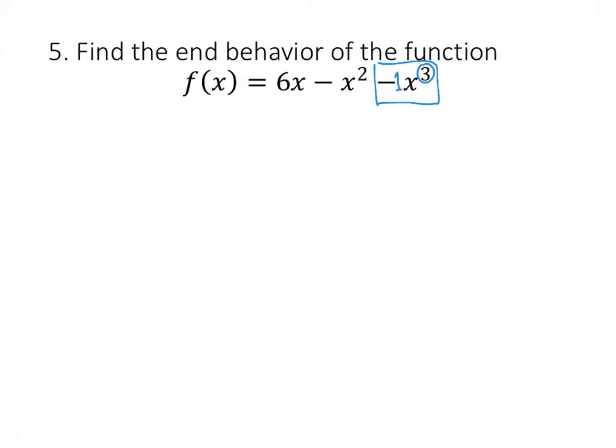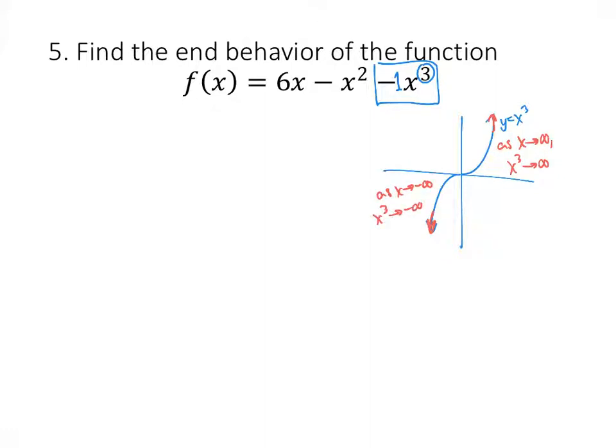So what's the end behavior of that? Well, 3 is odd, so the graph of x to the 3rd looks like this. And the end behavior is that as x goes to infinity, x to the 3rd goes to infinity because the function's pointing up over there. And then as x goes to minus infinity, x cubed goes to minus infinity because x cubed is pointing down over there. All right, but now we're multiplying by negative 1, so as before, that end behavior is going to flip.